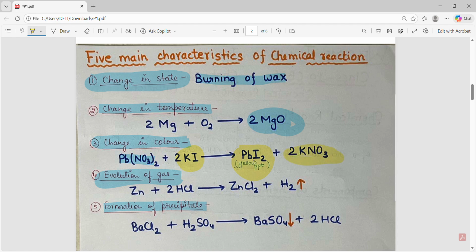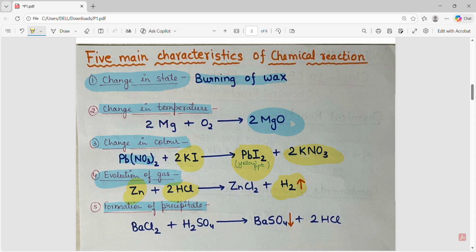Okay, now moving to, so there's a color change. Lead nitrate is having white color, but lead iodide is having yellow color. Okay, evolution of gas, zinc is there, and when zinc reacts with hydrochloric acid, it is going to produce hydrogen gas for sure, and this gives you a pop sound. It means that there is something which is evolving from the solution, and this shows evolution of gas, one of the characteristics of chemical reaction.